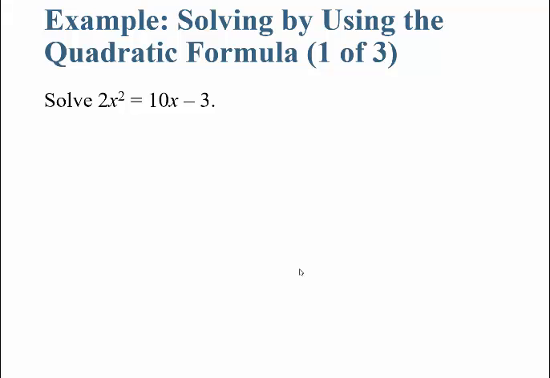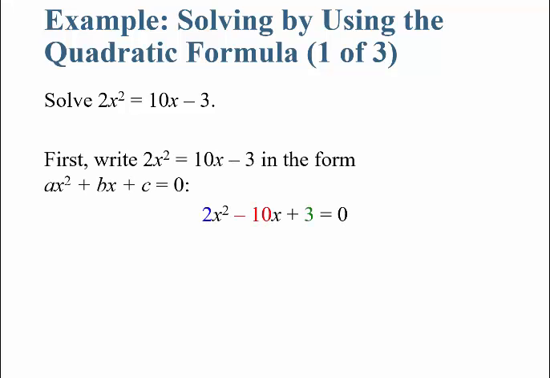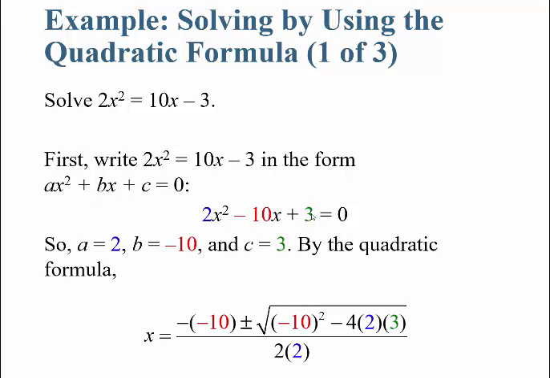All right, so let's talk about solving by using the quadratic formula, something like this. I want to solve 2x squared is equal to 10x minus 3. The first thing you have to do is write this in the form ax squared plus bx plus c, so I'm going to subtract the 10x over and add the 3. Once I have it as 2x squared minus 10x plus 3, the value of a is 2. The value of b is negative 10. Whenever there's a negative, it comes with the number. The value of c is 3.